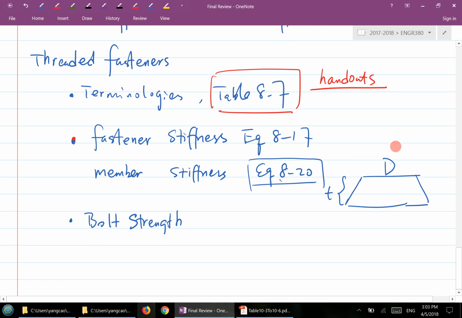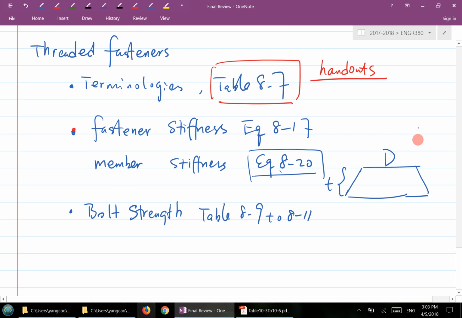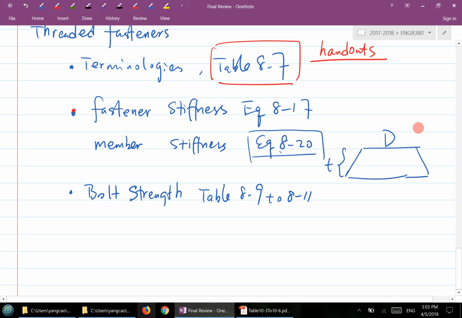And then bolt strengths. You have a couple of tables, 8-9 to 8-11, corresponding to different standards: the SAE standard, the ASTM standard, and the metric system. So there are three different tables. Read the question carefully, see what type of bolt you're given, then look up the table to find the proof strengths. So this gives you the proof strengths.